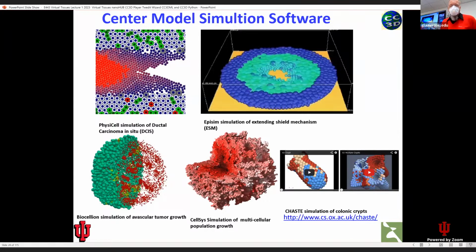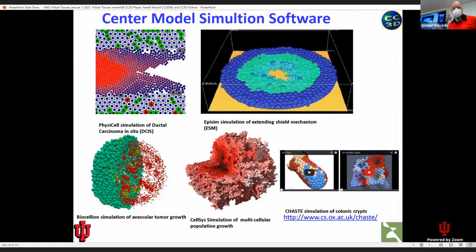Here are some examples of different kinds of simulation. These are what are called the center models. These are based all on molecular dynamics simulations. That picture of Paul's is rather old. He has fancier ones now. But each particle is essentially a point with an interaction range. As I say, this comes out of molecular dynamics.